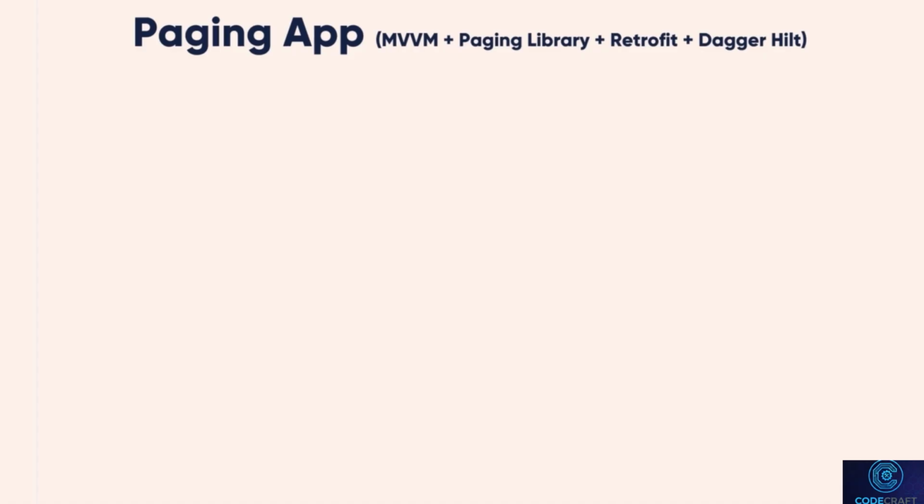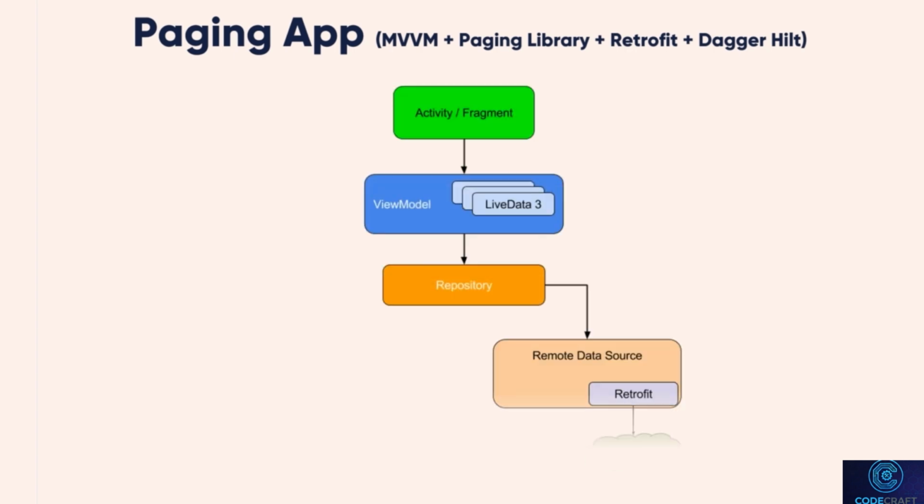After we have successfully added the dependencies of the libraries that we are going to use inside the paging app project, we are going to make a plan of what we are going to do inside the code. So the paging app will be created according to MVVM and the paging library, Retrofit and Dagger Hilt standards.